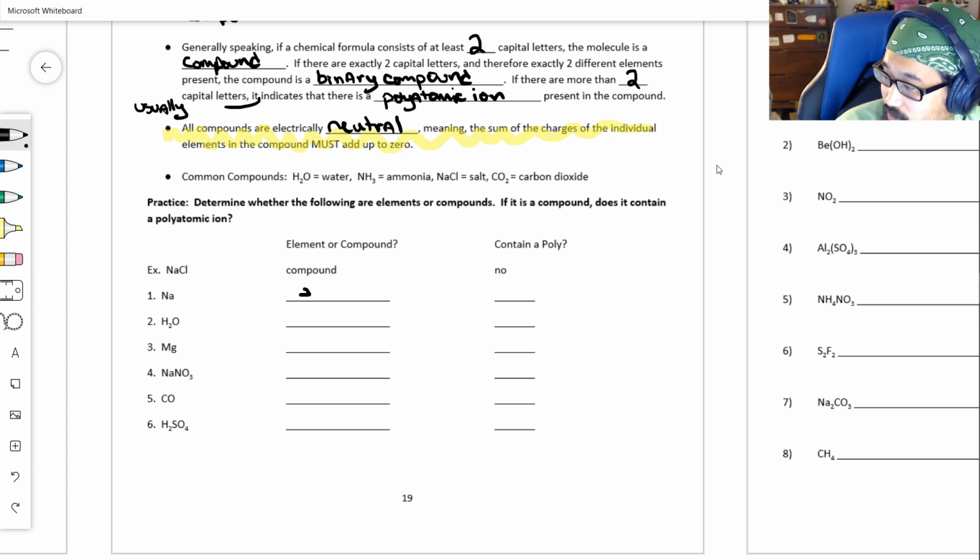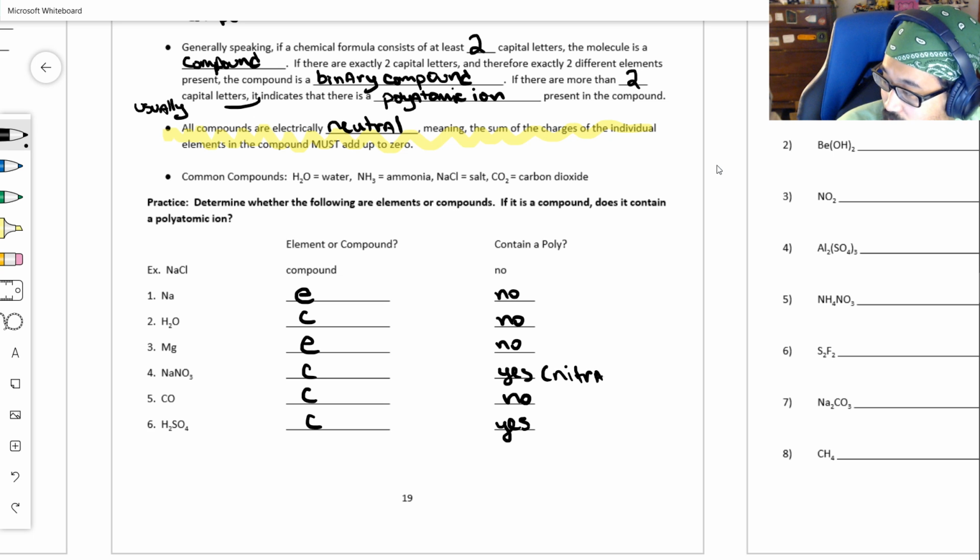I'm just going to do E for element, C for compound. I'll answer that part first, and then I'll say, does it have a poly? Can't, no, no, yes, no, and yes. This poly, if I checked table E, would be a nitrate. This poly, if I checked table E, would be sulfate.